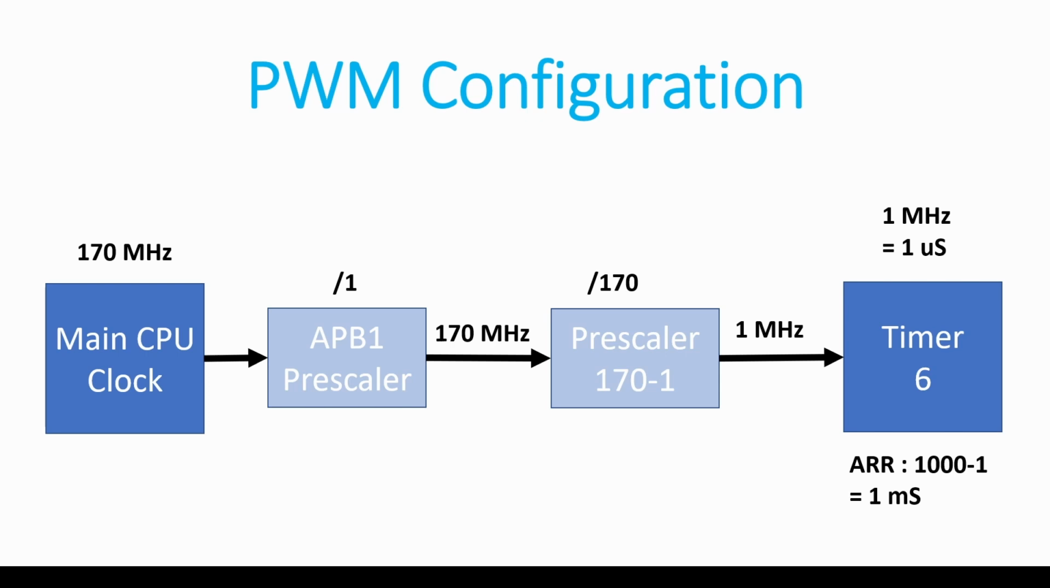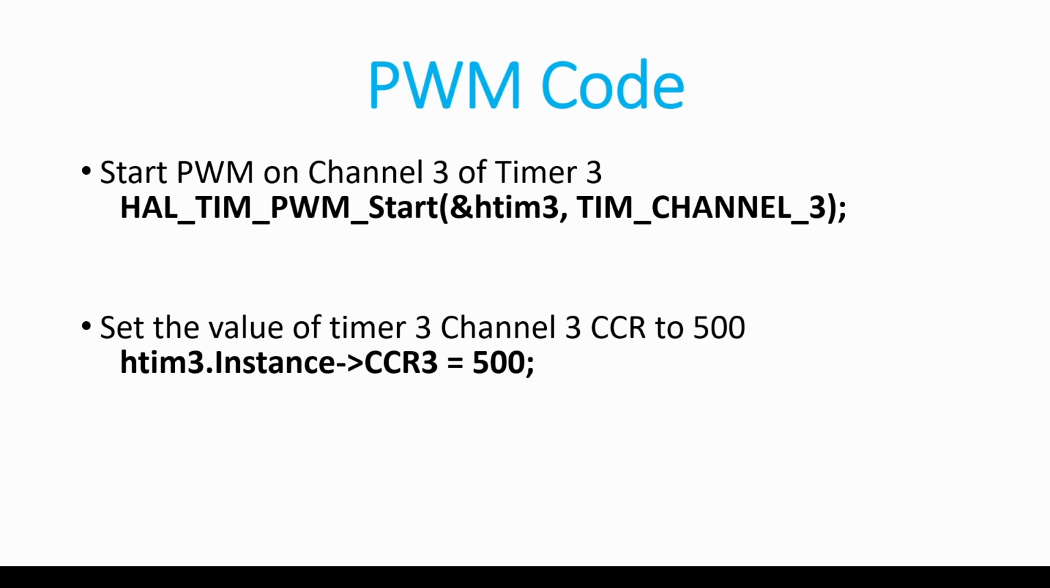Additionally, I will set the auto reload register to 1000-1 so the period is 1 millisecond, or the PWM frequency is 1 kHz. The code for PWM is really simple. All we need to do is first start our timer using the PWM start API. Then, we need to write to our channel's CCR register. Since we are using channel 3, that's CCR3, and that's it. Note that unlike the other examples, for PWM, the CCR register is controlled in software, which allows us to change the duty cycle as our code is running.